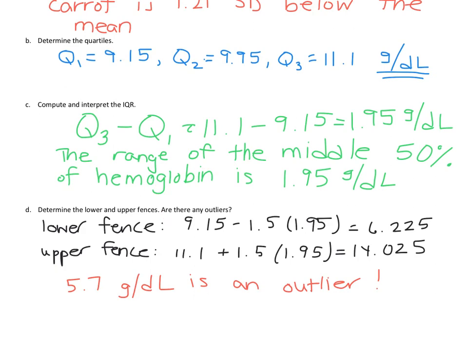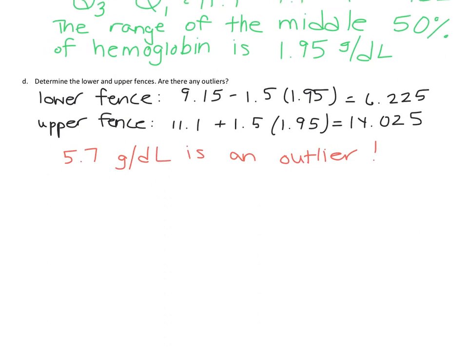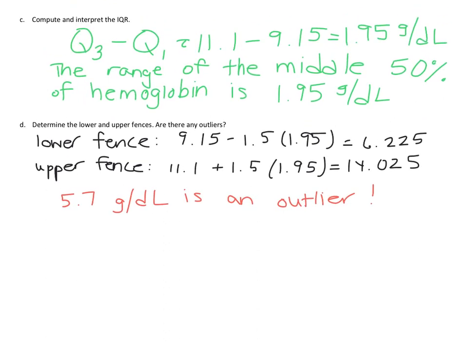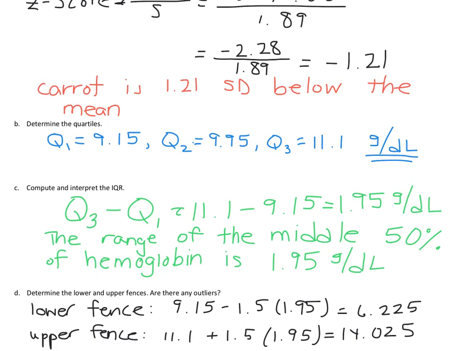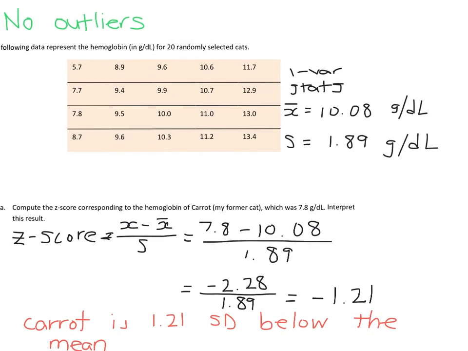Finally, with the IQR, we can determine our lower and our upper fences. So that's what we did on our next step using our formulas. And we can use the upper and lower fences to determine if there's any outliers. So again, anything less than the lower fence, anything more than the upper fence is an outlier. And going back to the original data set, we have that 5.7 is less than the lower fence, so that's your outlier.